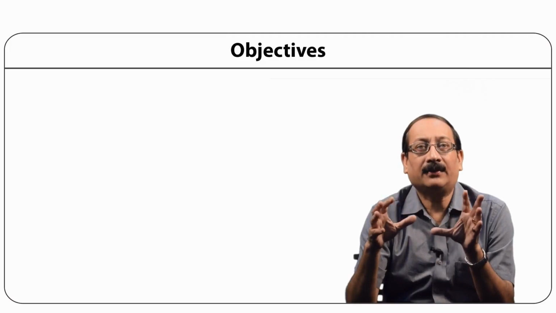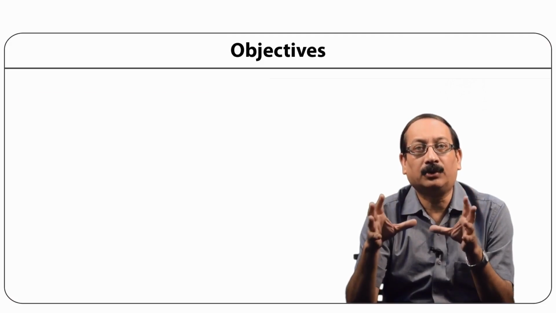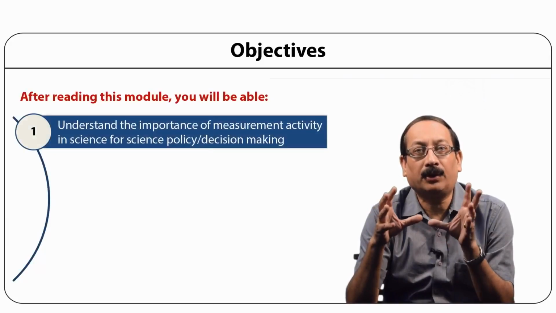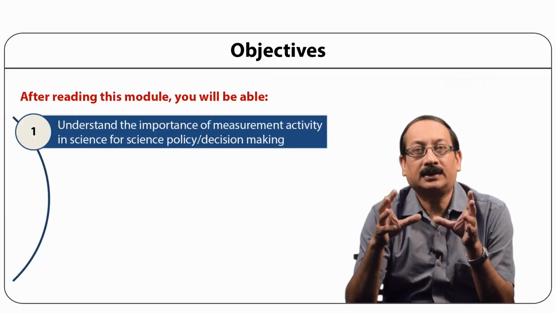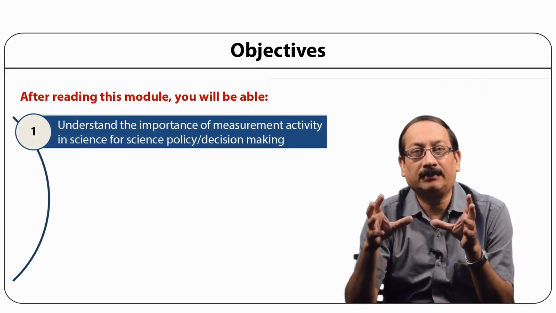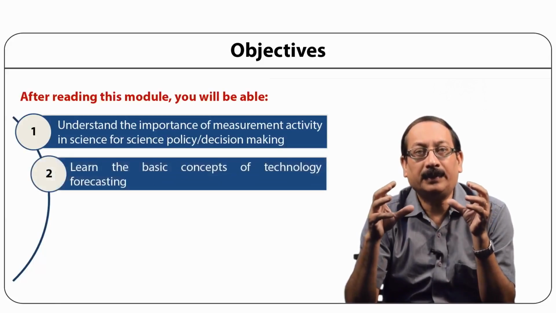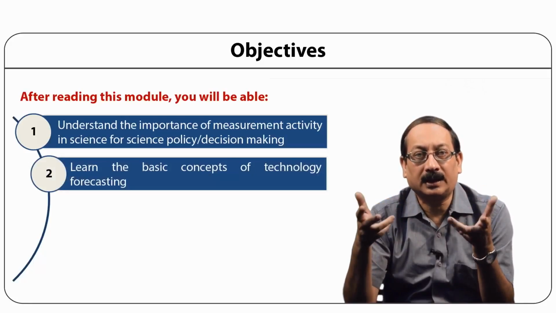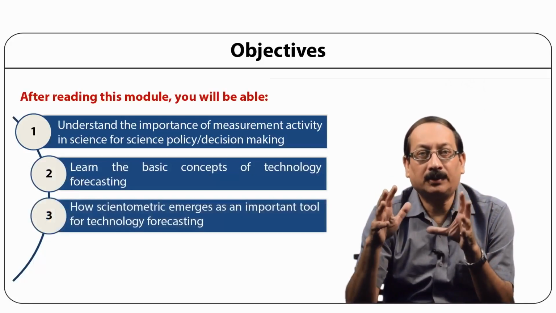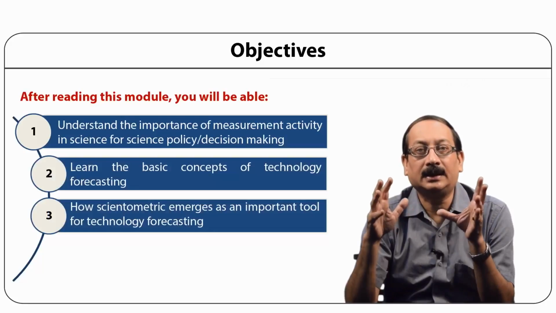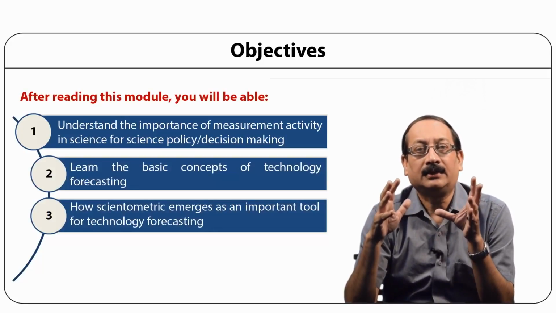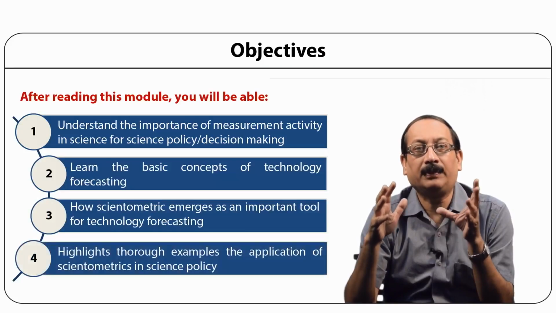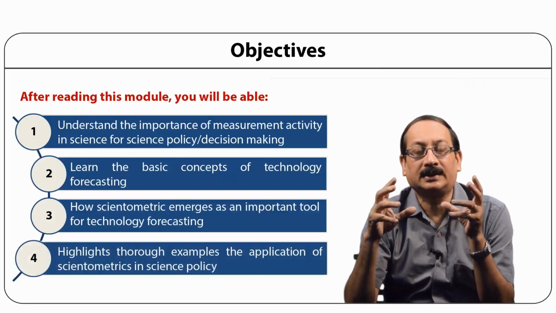So primarily our objective of this module is to understand the importance of measurement activity in science for science policy decision making, learn the basic concepts of technology forecasting, how scientometrics emerges as an important tool in technology forecasting, and we highlight through examples the application of scientometrics in science policy.